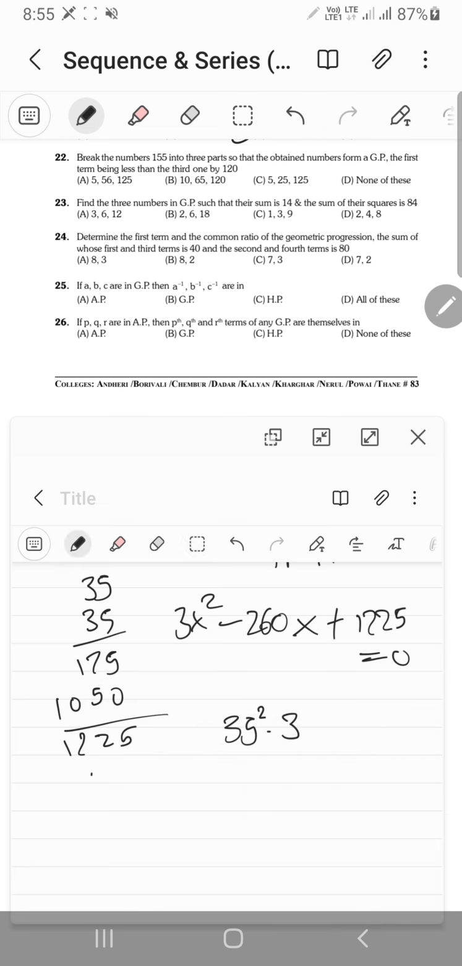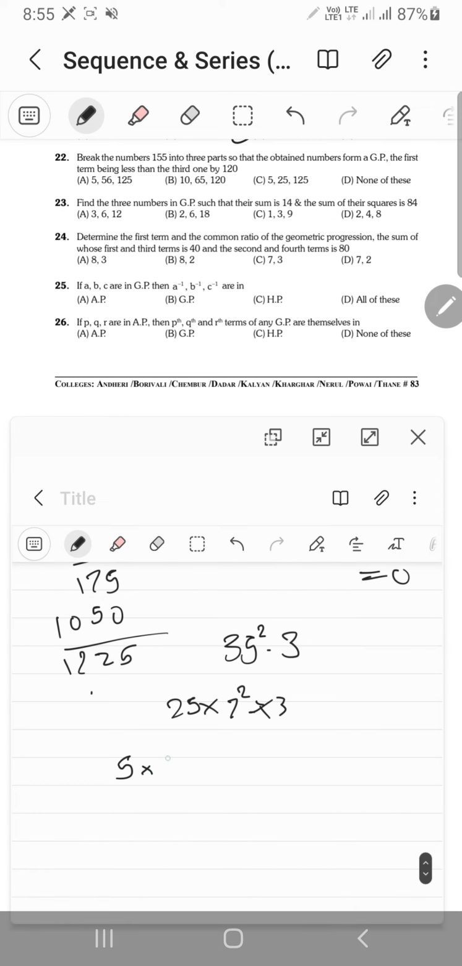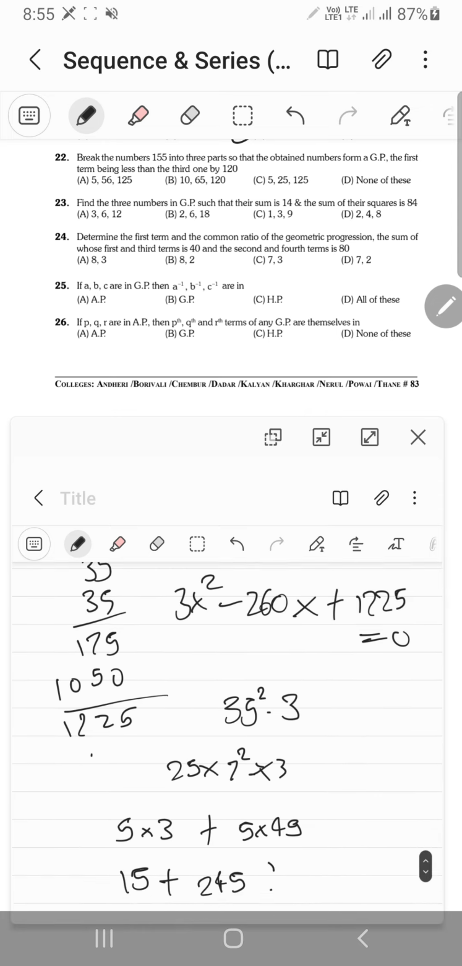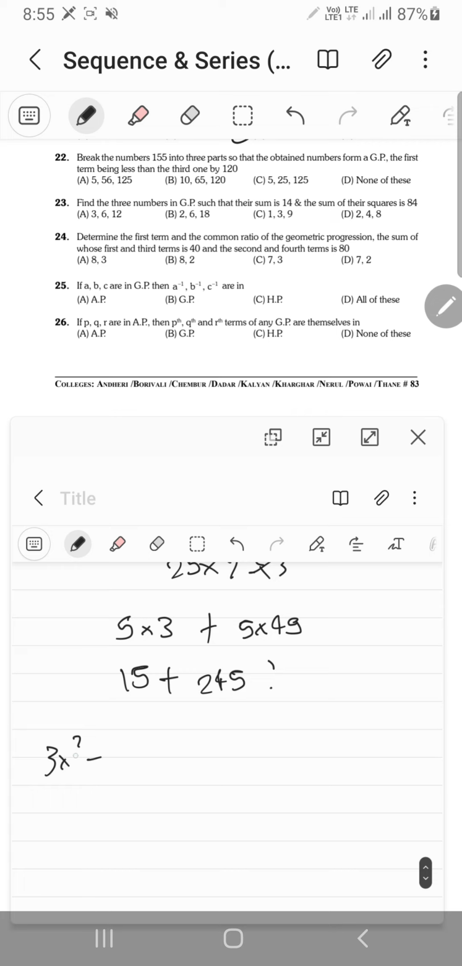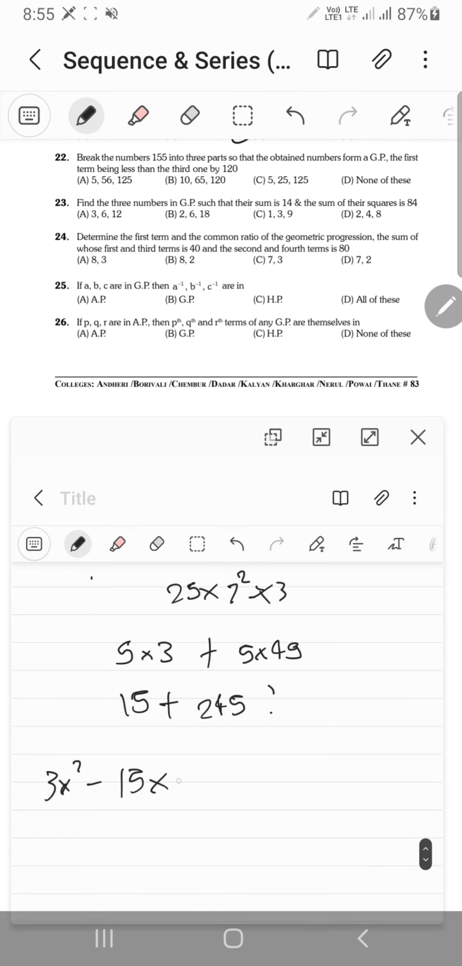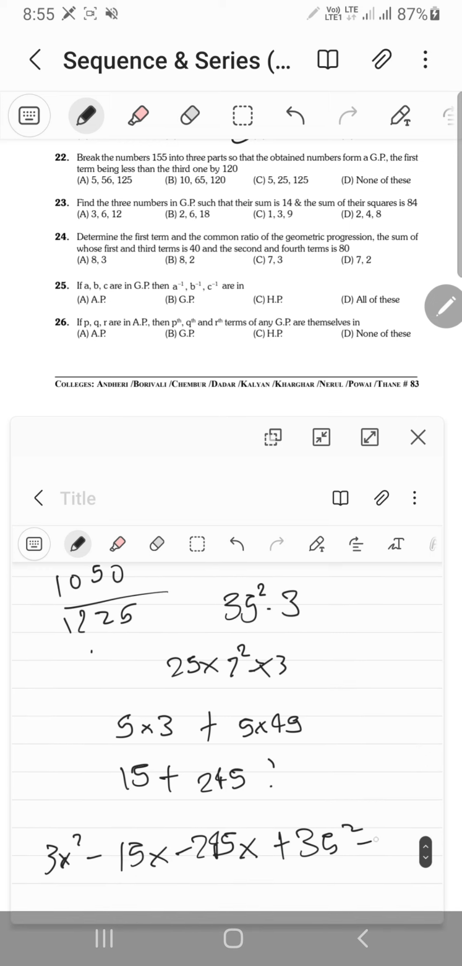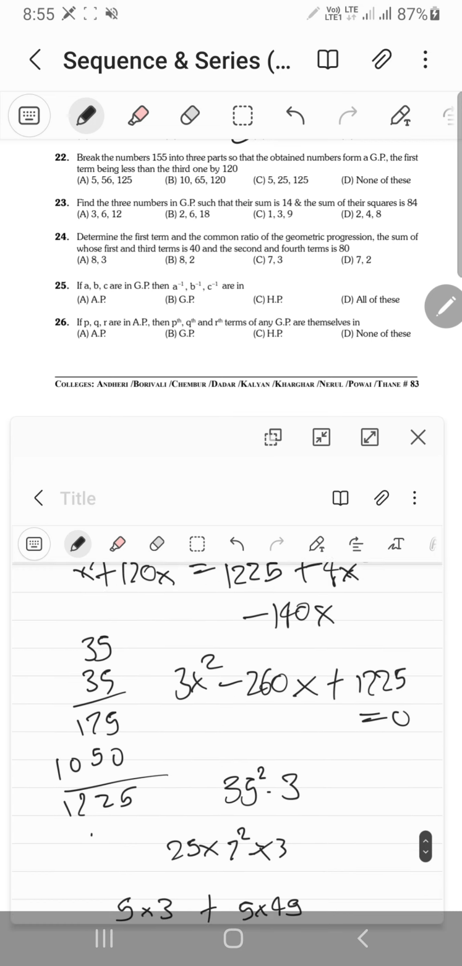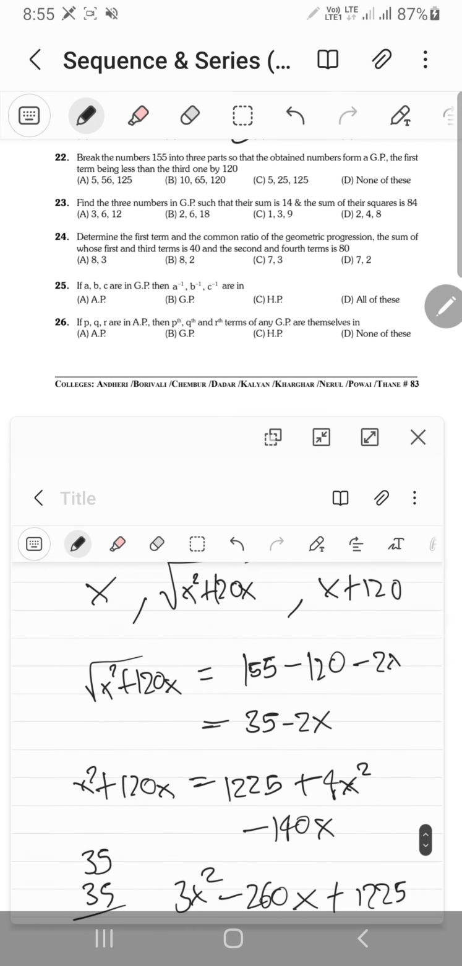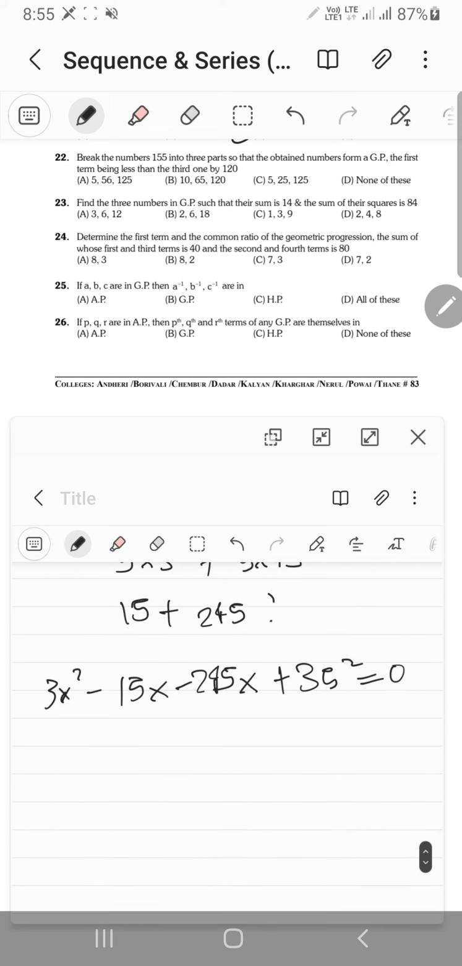You got 7 over there, right? What's this? It's just 25 into 7 squared into 3. So 5 into 3 plus 5 into 49, like that. 15 plus 245 maybe. This works. Oh, that's nice. So 3x squared minus 15x minus 245x plus 35 squared equal to 0. Okay. I did this correctly, right? I think so. Yes, this is correct.